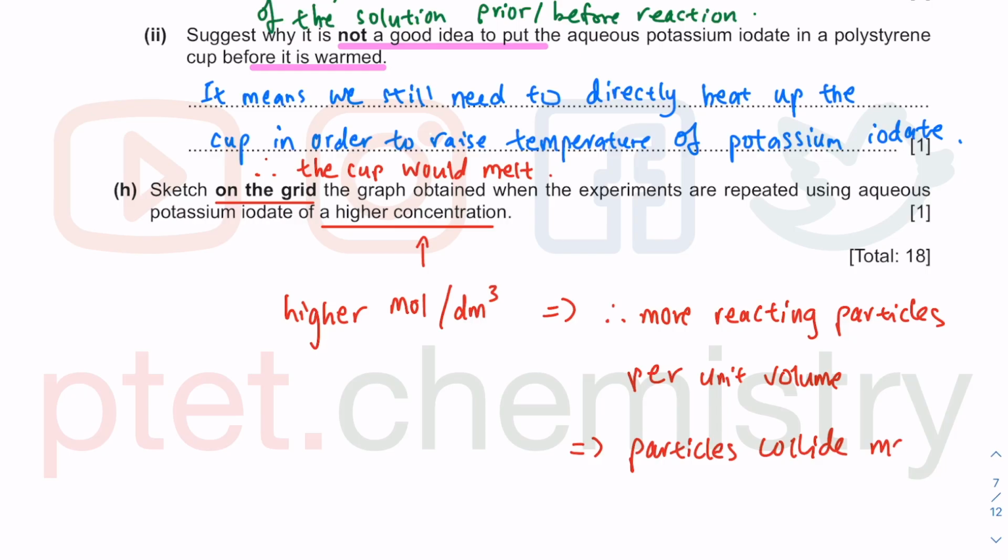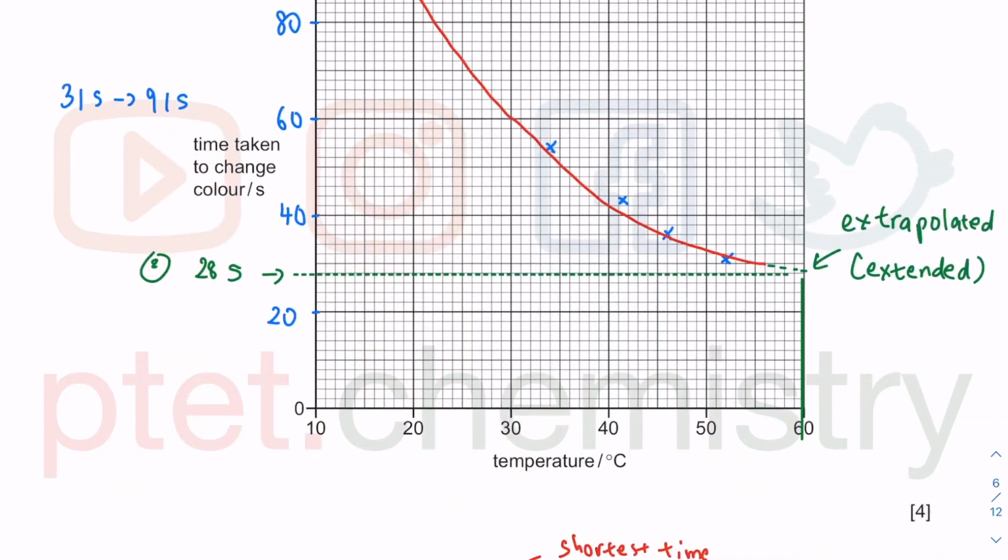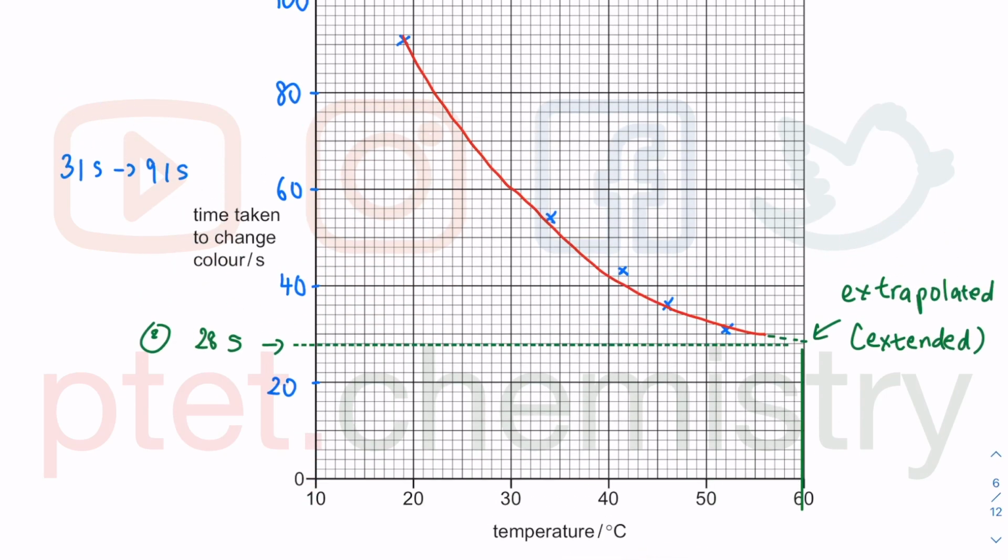This is to do with kinetic particle theory. If you collide more frequently, your rate is going to be faster and your time taken is going to be shorter. If the time taken is shorter, the rate will be faster. So we are using the same temperature changes, but with a higher concentration. For each temperature, the time taken will be shorter.